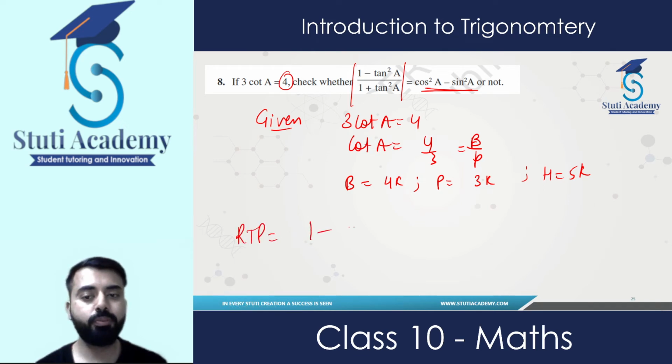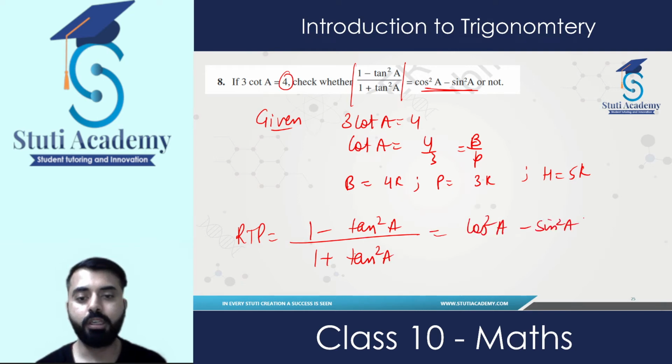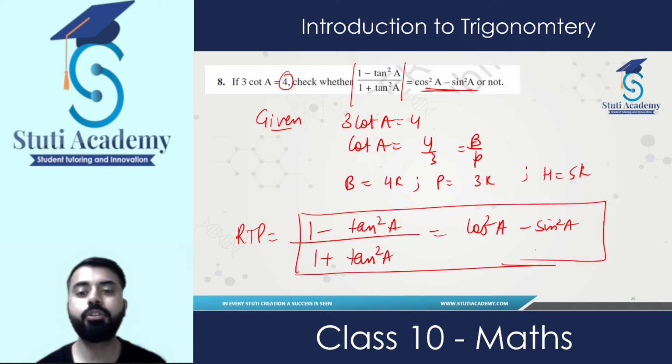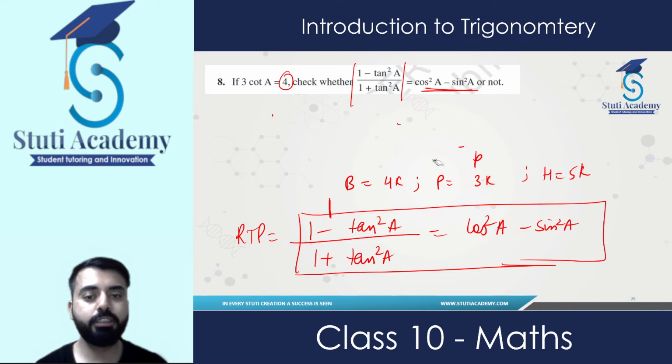Required to prove is this: 1 minus tan square A over 1 plus tan square A is equal to what? Cos square A minus sine square A. Remember this is actually true, and we are going to prove this one. This is one of the identities, or you can say one of the formulas, that we are going to use later on in this video. So remember this will be true. Now let's see what do we have in this question. So if I just take my LHS, in LHS, what do I have?